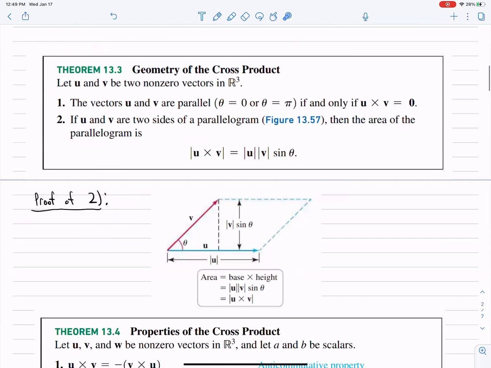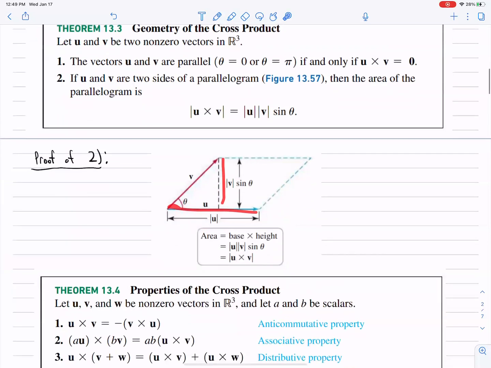And that comes from a really simple kind of proof here. If you have a vector u and a vector v and an angle between them, then this side length right here is actually the magnitude of v sine theta. And then this is magnitude u. And so then the area of this parallelogram is that length times that length. And so it's just u cross v.